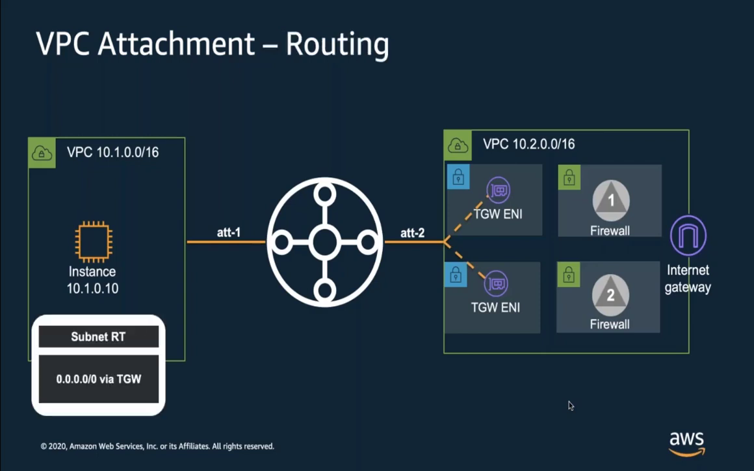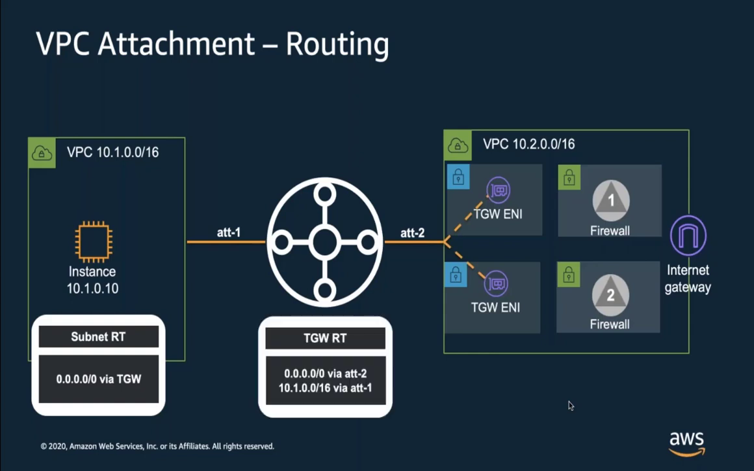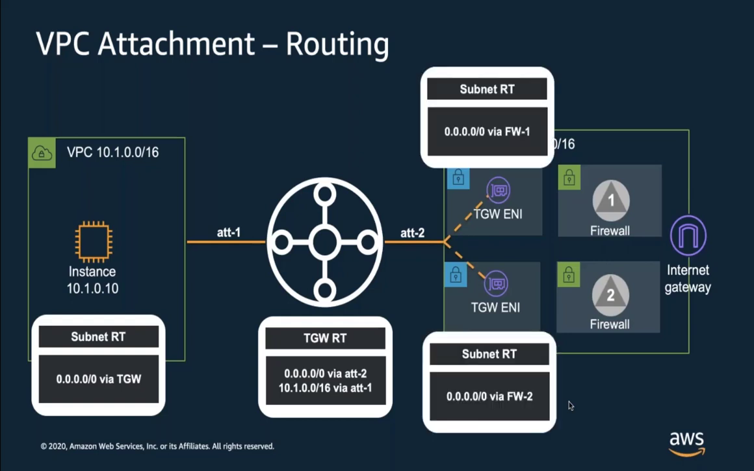The next thing to configure is routing. So we need to make sure that the VPC routing table has a default route sending all the traffic to the transit gateway. We need to configure a route on the transit gateway to say that any connections to the internet should go to attachment 2, so to the security VPC. And we also need to make sure we have a return path to our application VPC on the left.